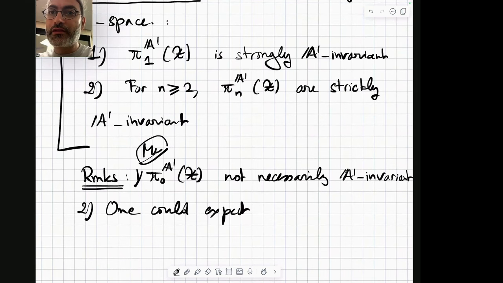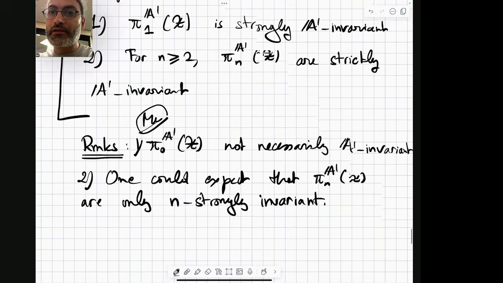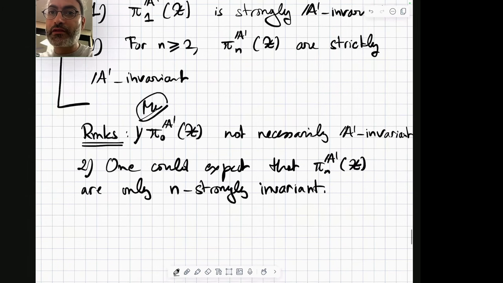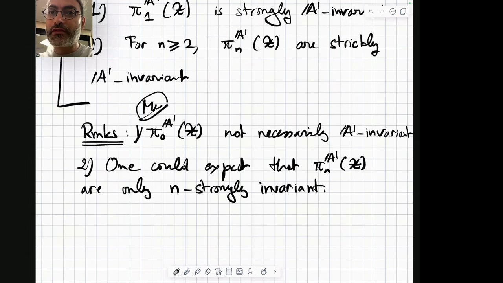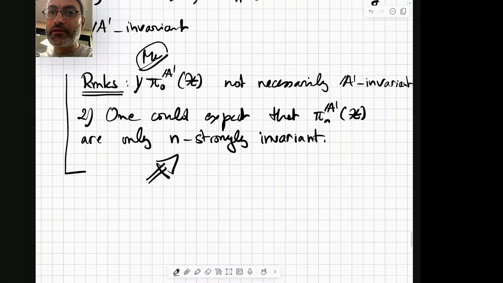The second remark: one could expect something weaker, that these are only n-strongly invariant. That would maybe be a first guess, but the situation is nicer. We do have that these are actually strictly invariant, and in fact it's a general phenomenon. This is implied by the following theorem of Fabien.